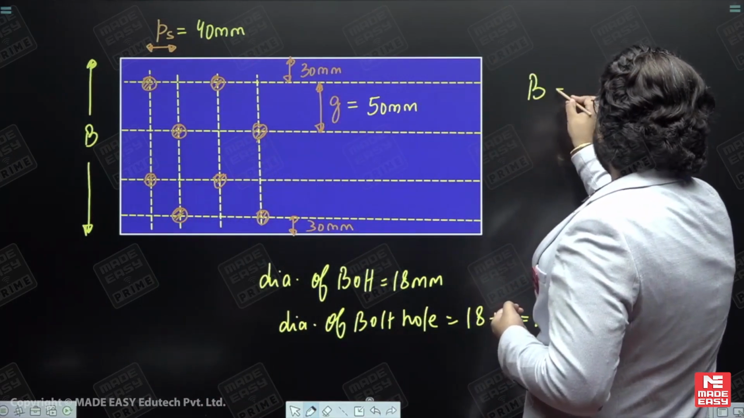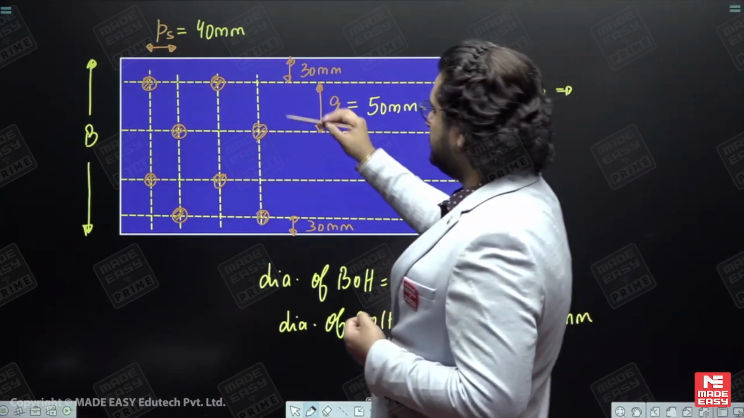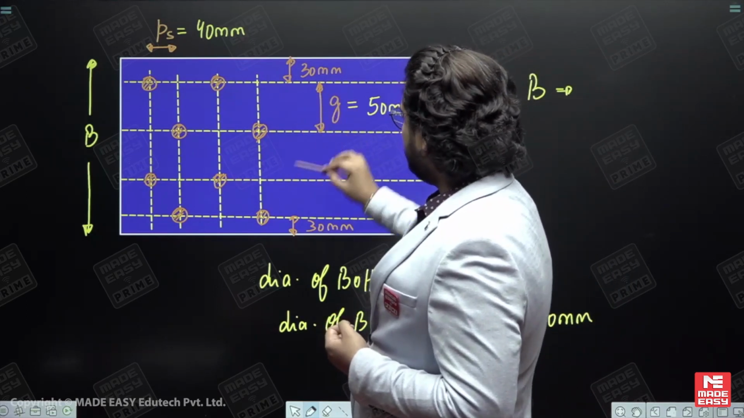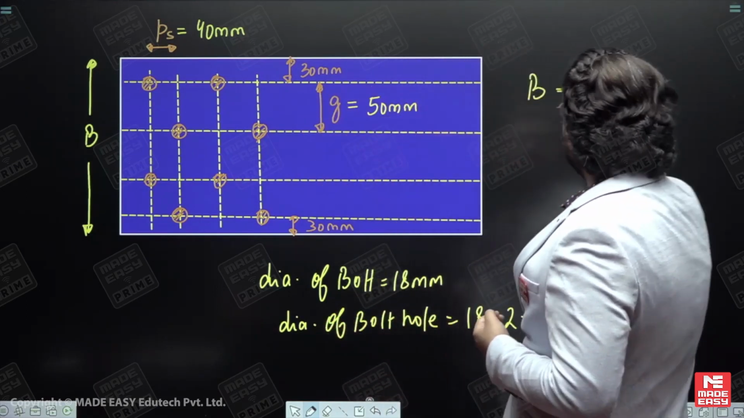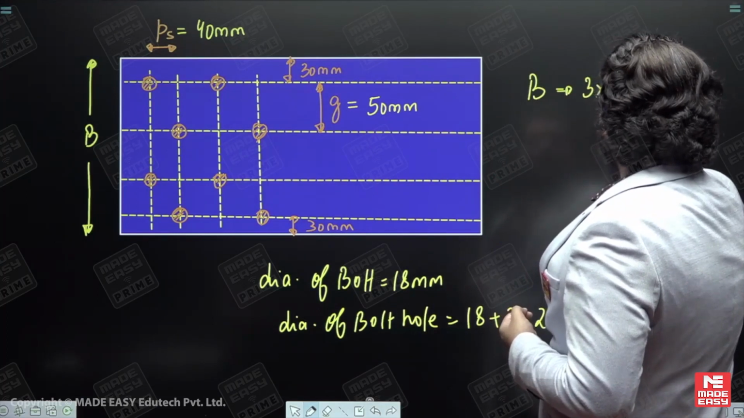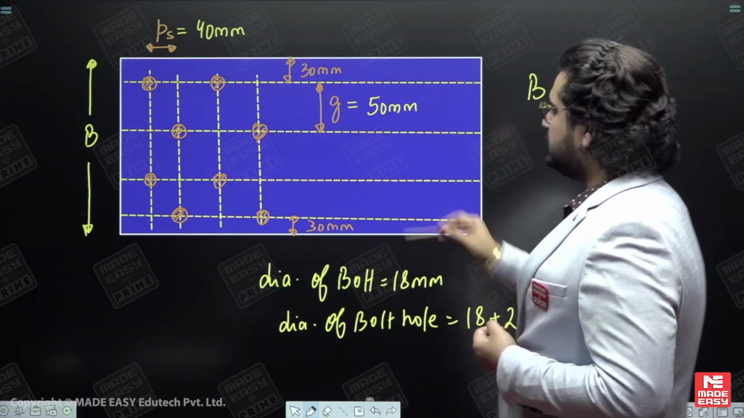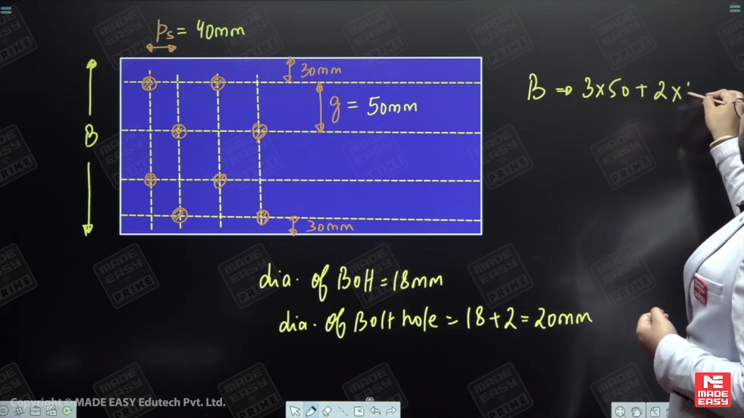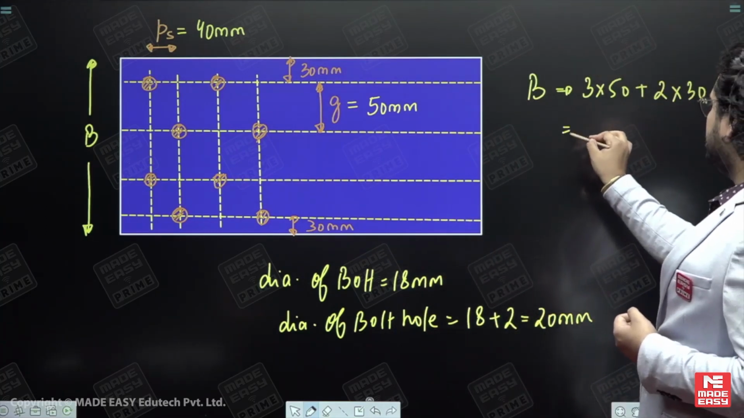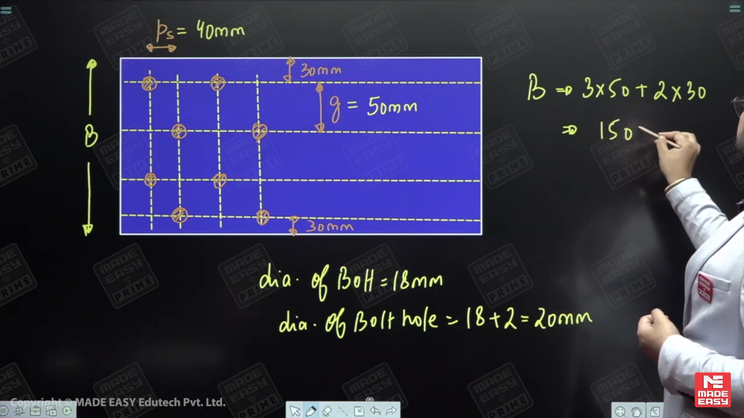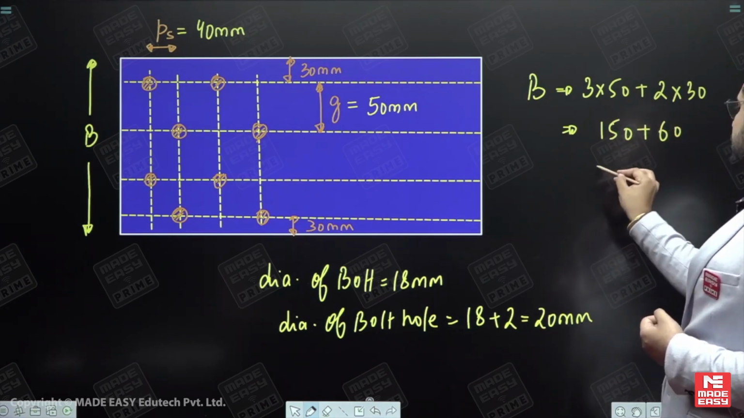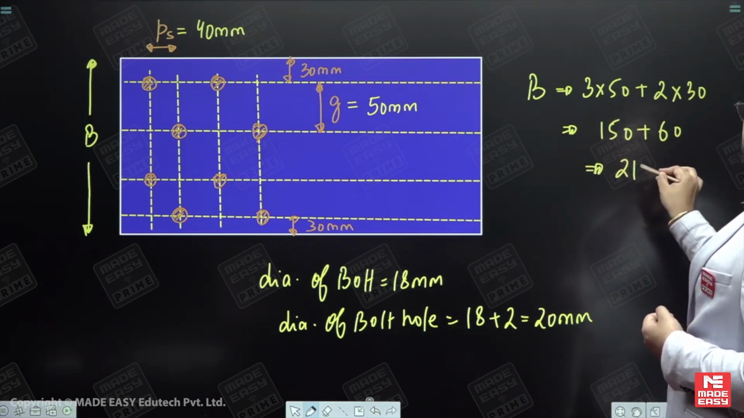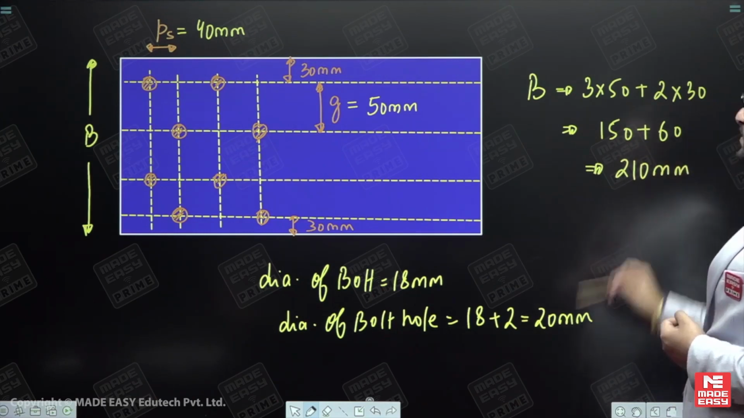So my dear, from the given figure, what is the total width? Total width of plate is equal to how much? So this is how much? 1, 2, 3. All of them would be 50, 50, 50. So 3 times 50 plus the end distance. How many end distances do we have? 30 this side, 30 this side. So twice 30. So this would be equal to 150 plus 60. That is how much? Total width is 210 millimeters. Okay, this is the previous width.